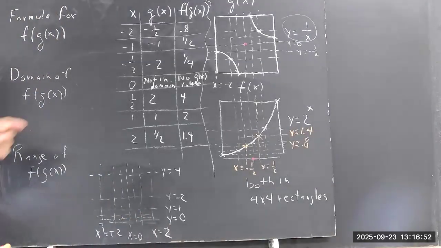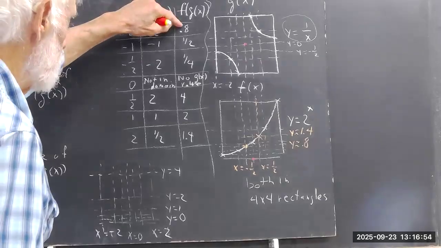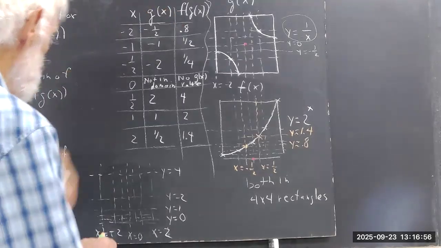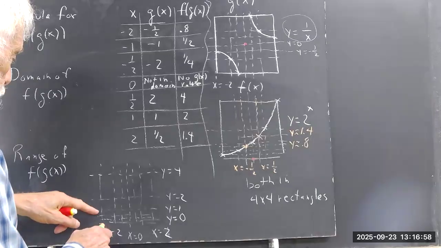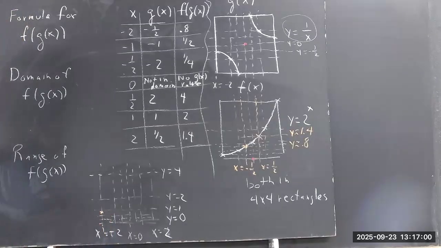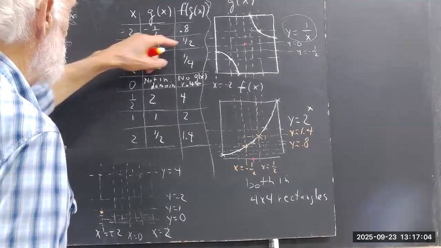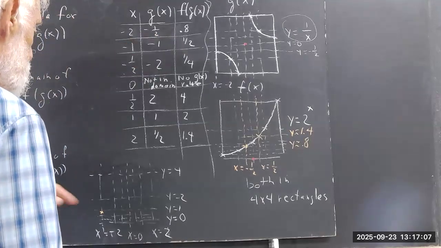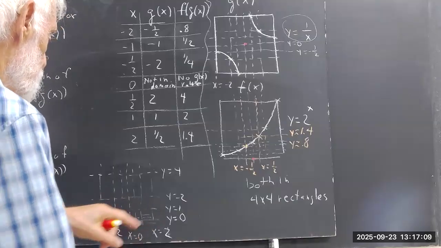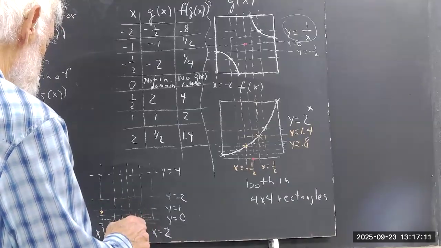So what points do we get? When x is -2, we get f of g of x is about 0.8. Well, 0.8 is a little less than 1. That's going to give us a point on the graph, maybe about here. When x is -1, g of x is 1/2. Where's 1/2? Halfway between 0 and 1, that will be this line.